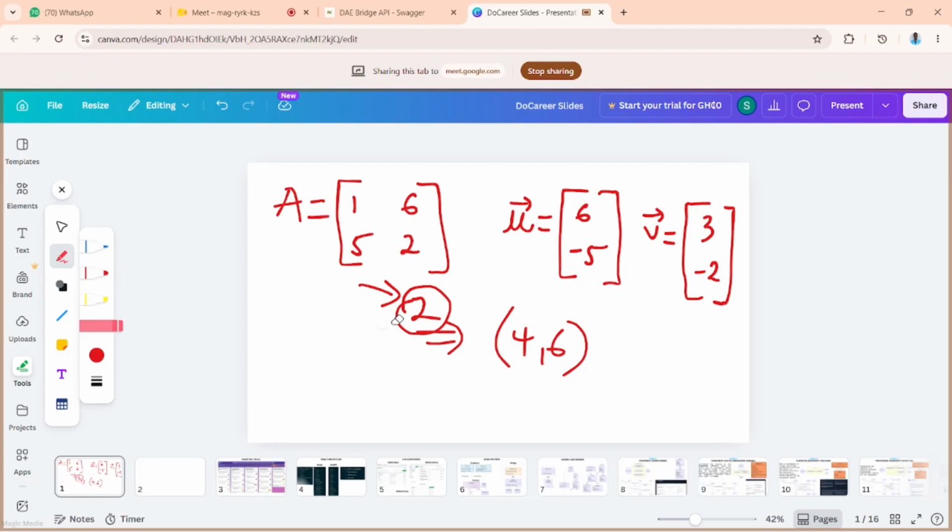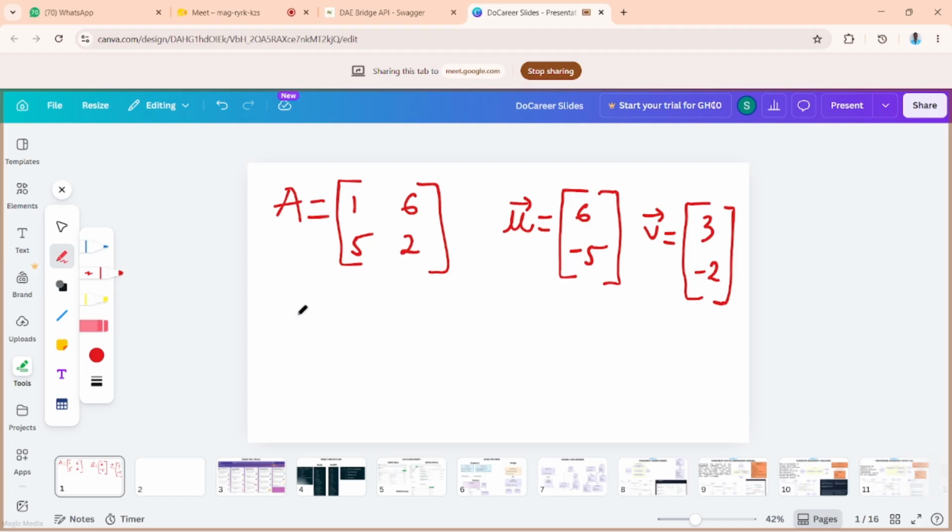Right now they have given us the matrix and two vectors, so we are going to take them one by one. We take u first and see if u is an eigenvector of this matrix, meaning we should be able to find a particular value that will be a scale factor of u.